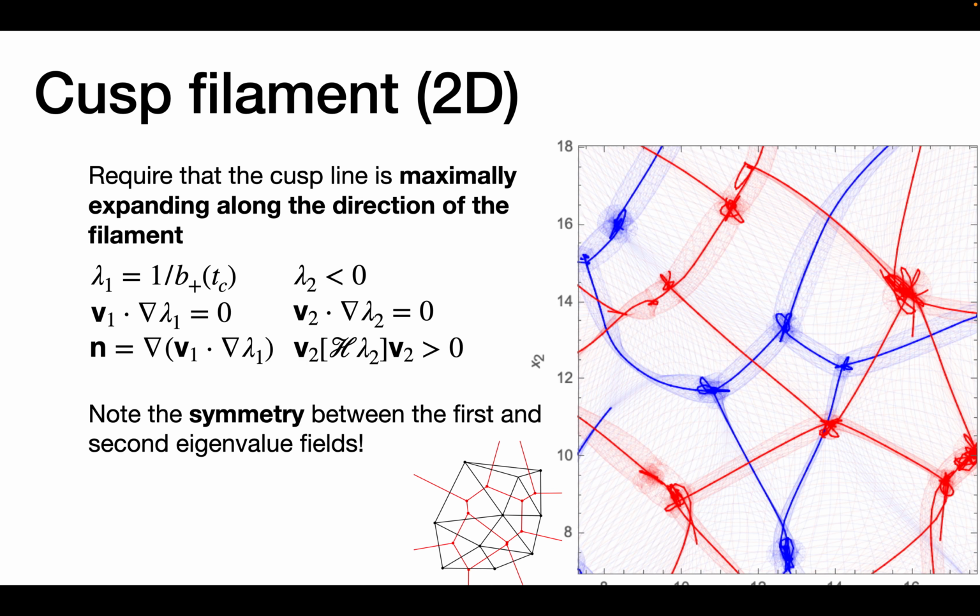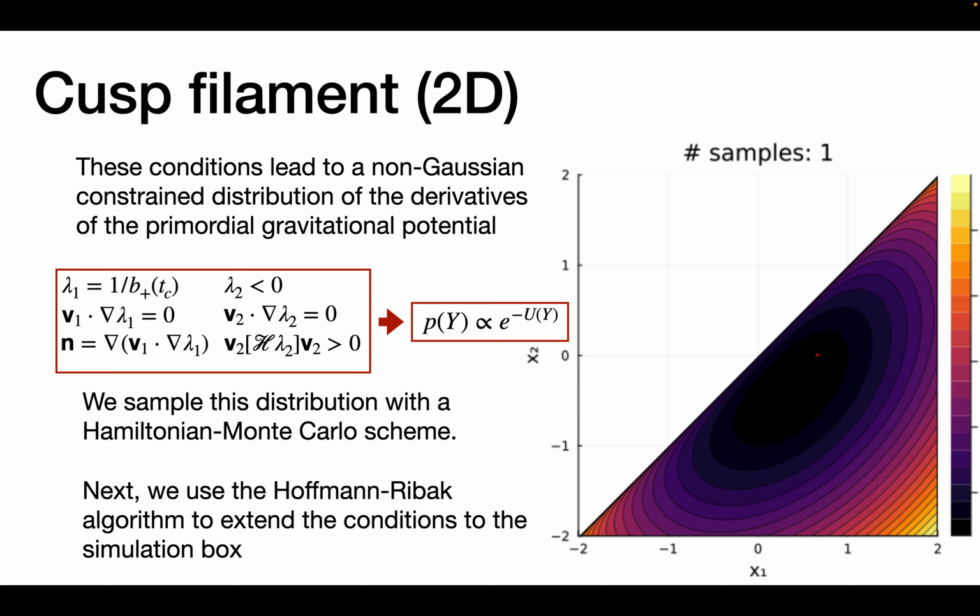So what we can now do is we can take these conditions on the eigenvalue fields and the eigenvector fields, we can turn them into nonlinear conditions on the derivatives of our primordial gravitational potential. And since we know that the gravitational potential is a Gaussian random field, we can calculate the distribution of the eigenvalue fields subject to these conditions. And this will be a non-Gaussian distribution which we can calculate.